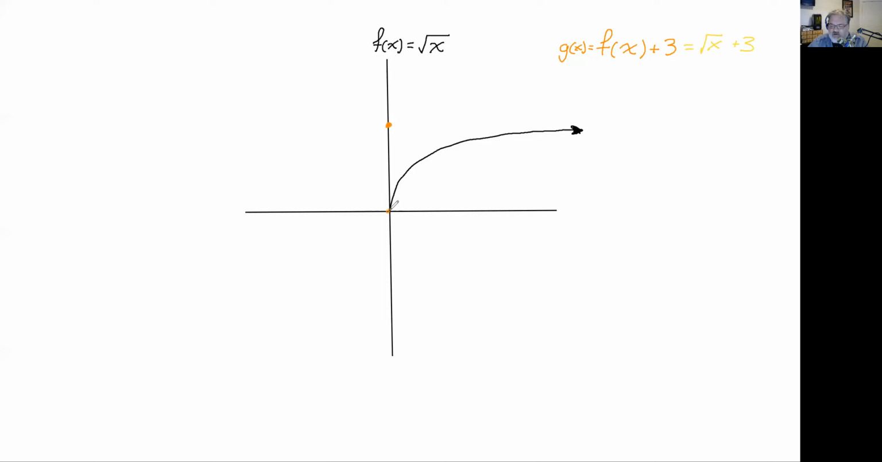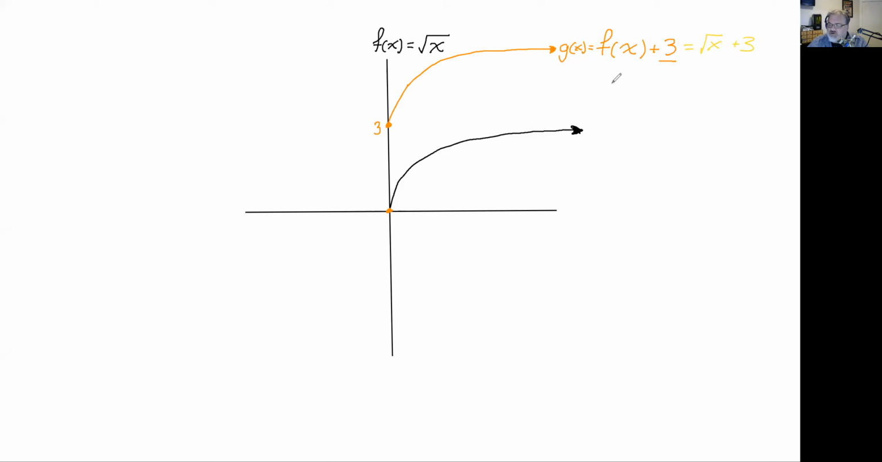So this point here at 0, 0 is going to move up to a y value of 3. The point 1, 1, you put a 1 in here, square root of 1 is still 1, but plus 3 is going to move that up to 4. And each one of those points is going to become 3 units higher. So it's going to look very similar. It's going to be the same basic graph. It's just occurring 3 units higher.